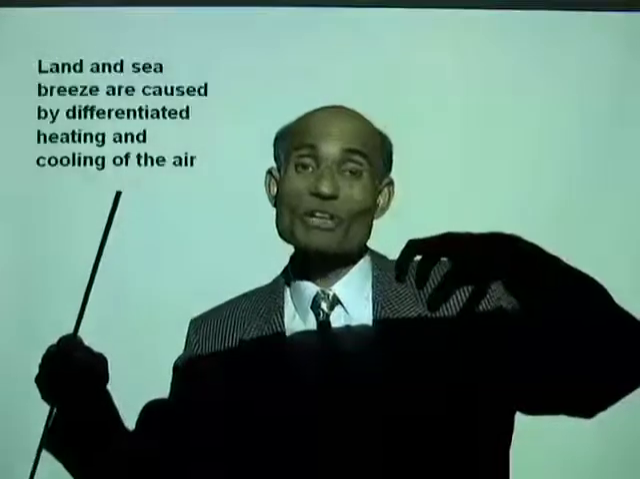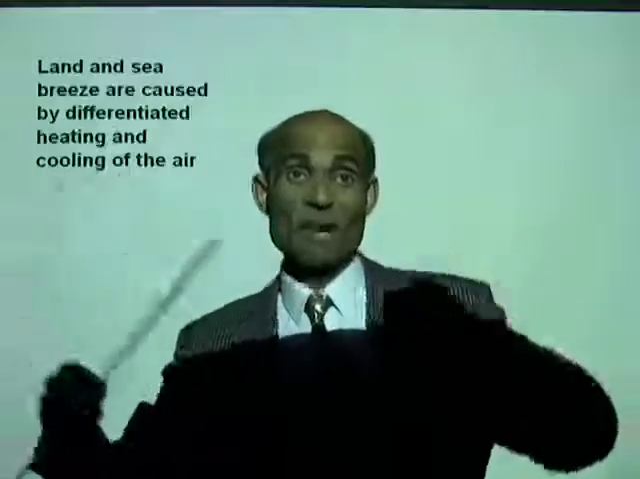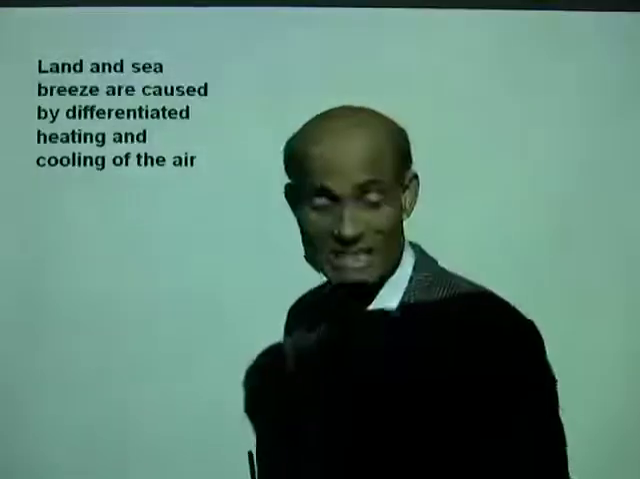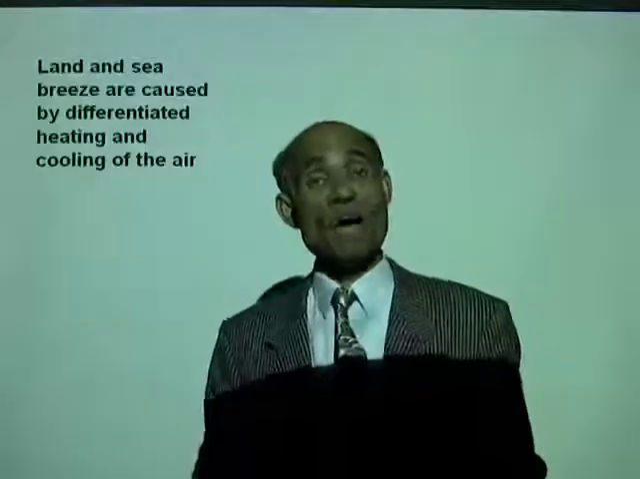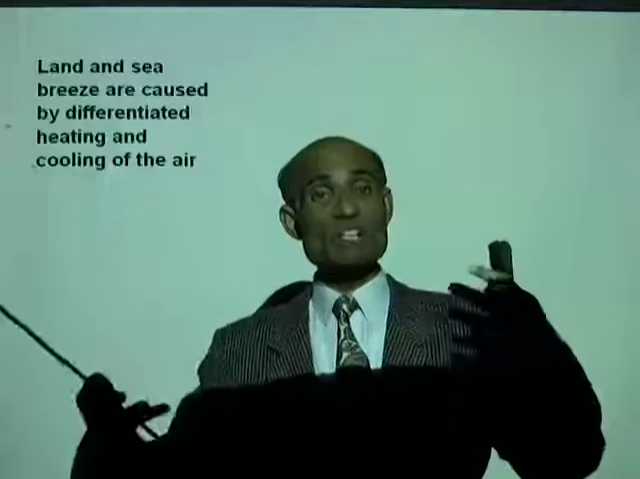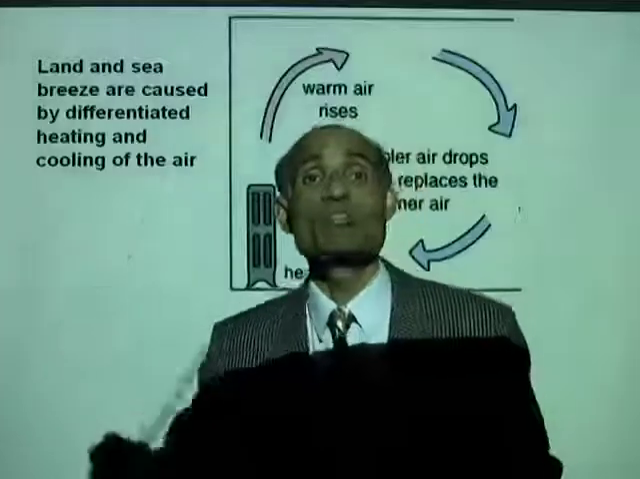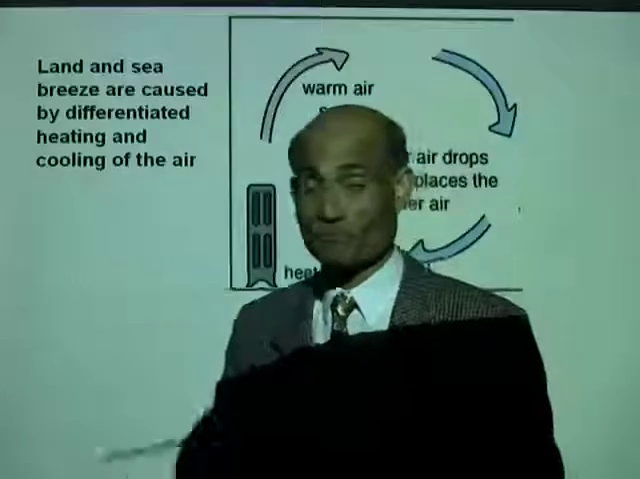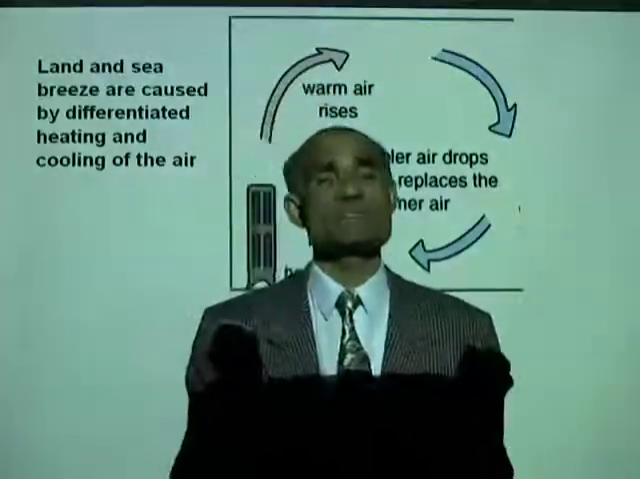Some part of the earth gets hotter faster than the other part. Now land and sea breeze are good examples of phenomena caused by differentiated heating and the flow of air that follows. Now let me explain what a land and sea breeze is.